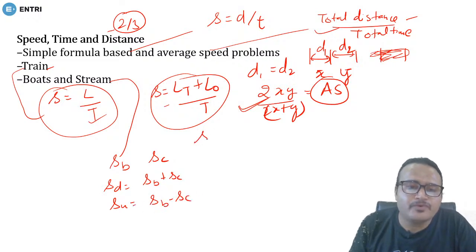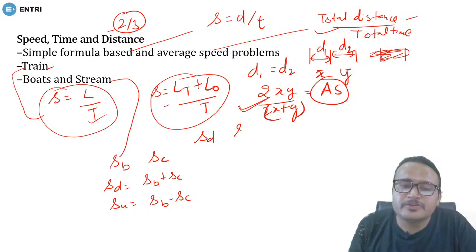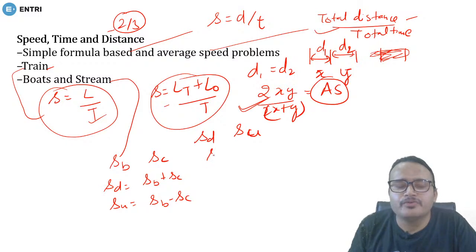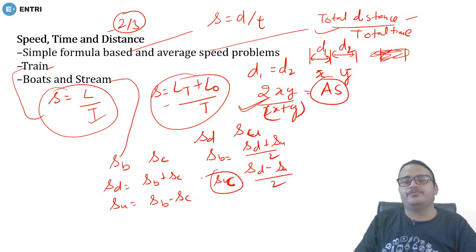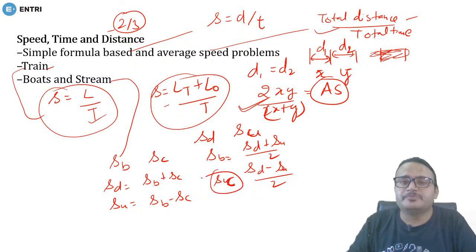In the same way, if you have the downstream speed and upstream speed, then how can you find the speed of boat and speed of current? Speed of boat will be downstream speed plus upstream speed divided by 2, and downstream speed minus upstream speed divided by 2 gives the speed of current.